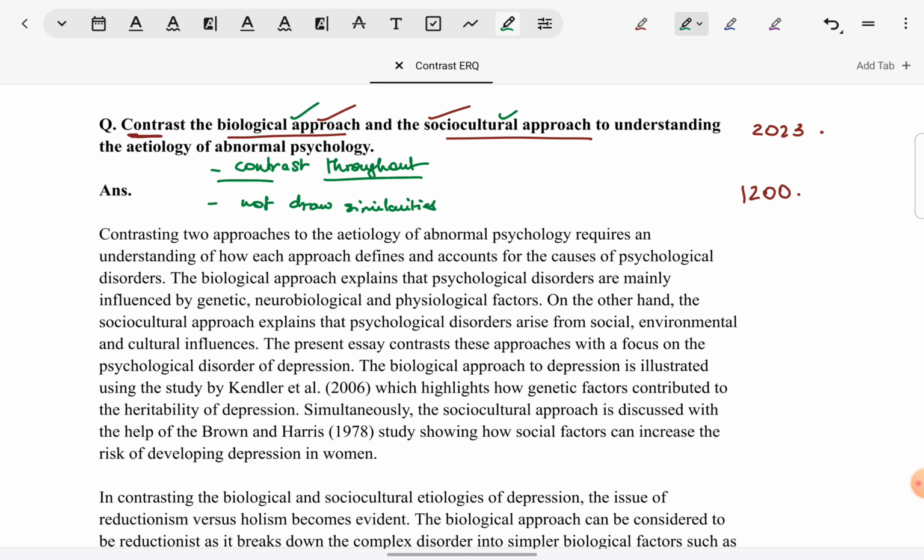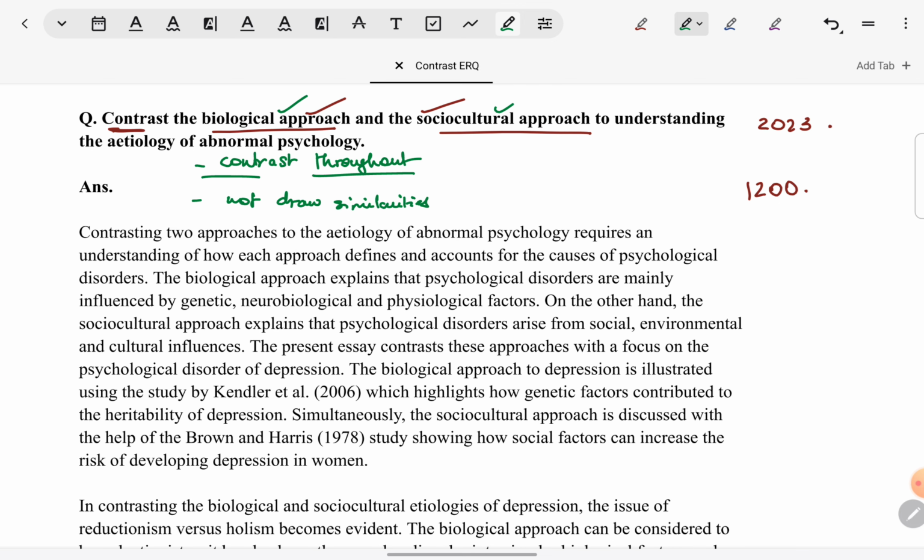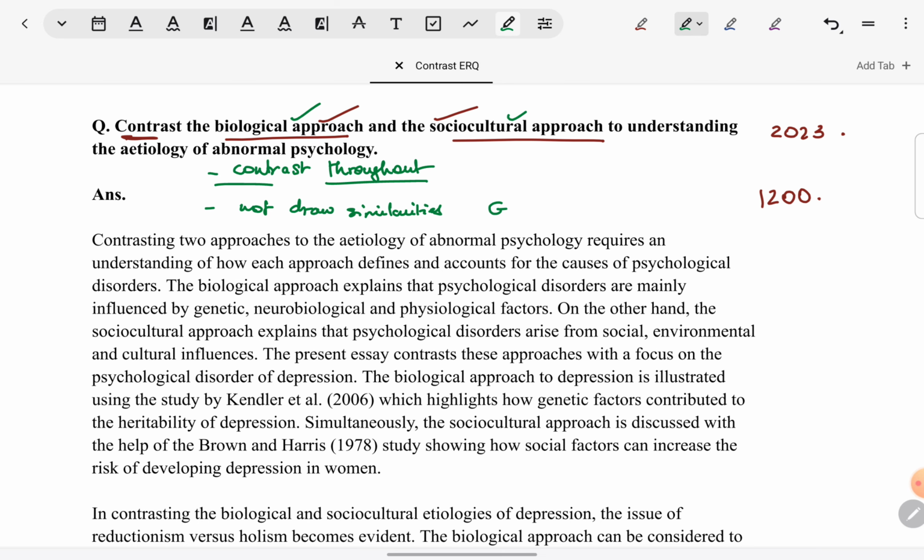Contrast is clearly about giving differences. You have to show how these two approaches are different from each other, not what is common between them or what is similar between them. If those are the points you give, those will not be credited because that is not what the command term is asking you for. So keeping these overarching rules in mind, now let us go through the answer step by step.